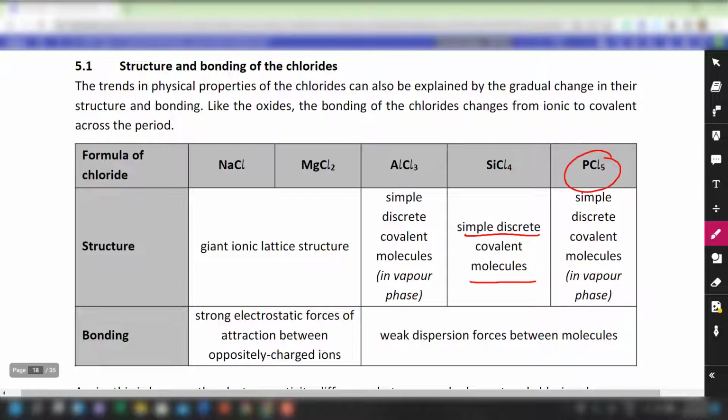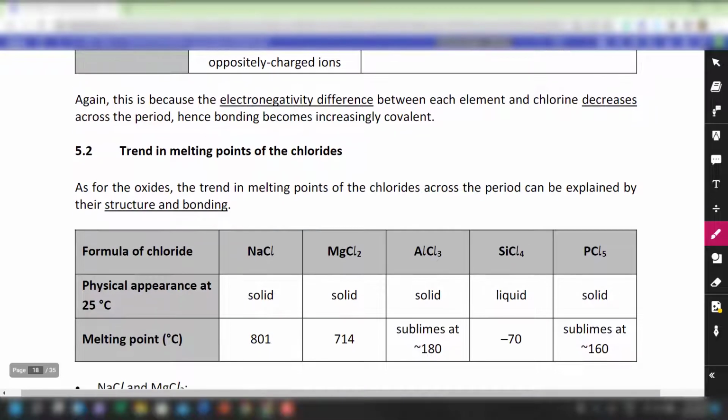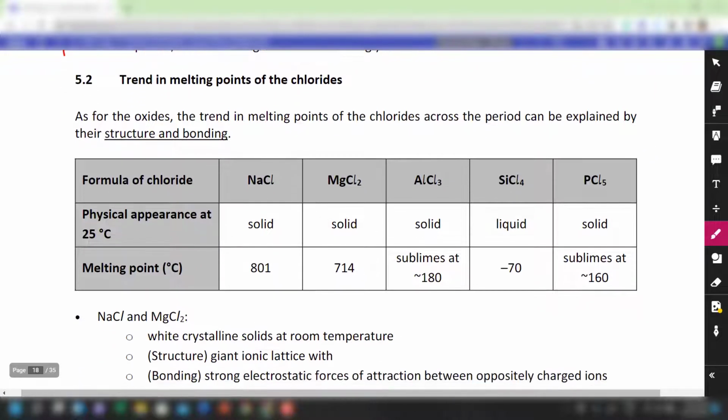For the H2 curriculum, we accept that from aluminium chloride onwards, the compounds exist as simple discrete molecules with weak dispersion forces between the molecules. Sodium chloride and magnesium chloride, the idea does not change. They still exist as giant ionic lattices with strong ionic bonding between oppositely charged ions. The idea is still about the electronegativity difference between the element and chlorine, which narrows as we go across the period.